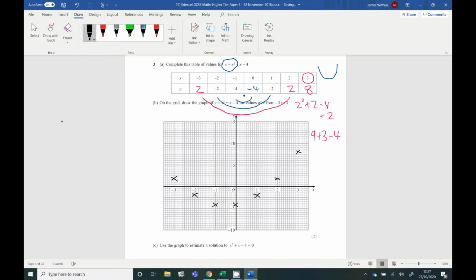Just make it a nice gentle curve. Don't give it a flat bottom, make it a nice gentle curve like that.